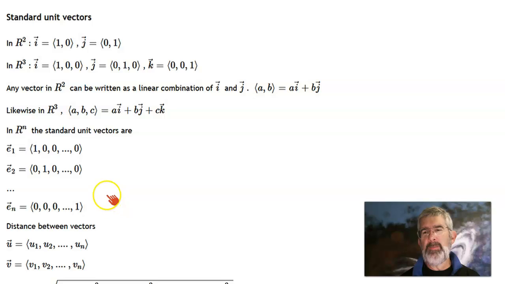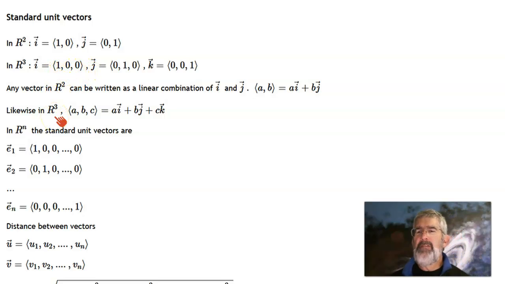I want to point out that I'm a little disappointed that they use the same letters here and there, because this i is not the same as that i. This first i up here is a list of two numbers. It's 1, 0. This one down here is a list of three numbers, 1, 0, 0. They are not the same.